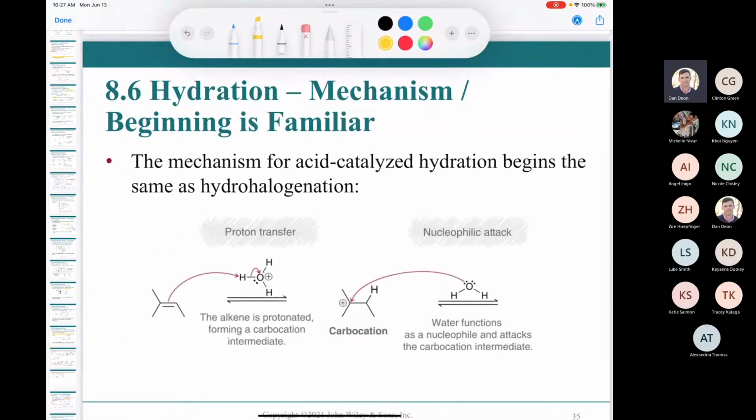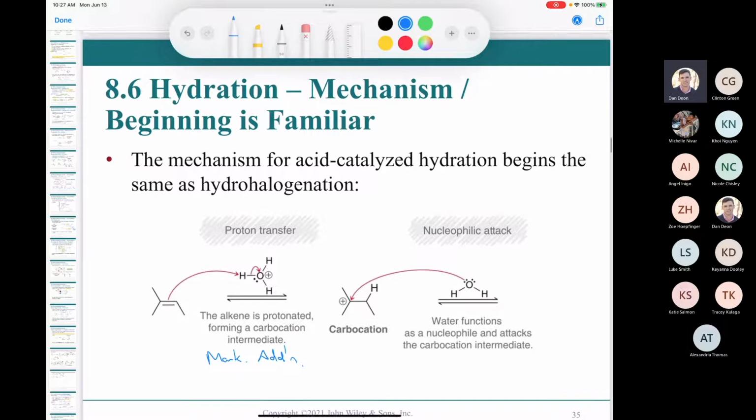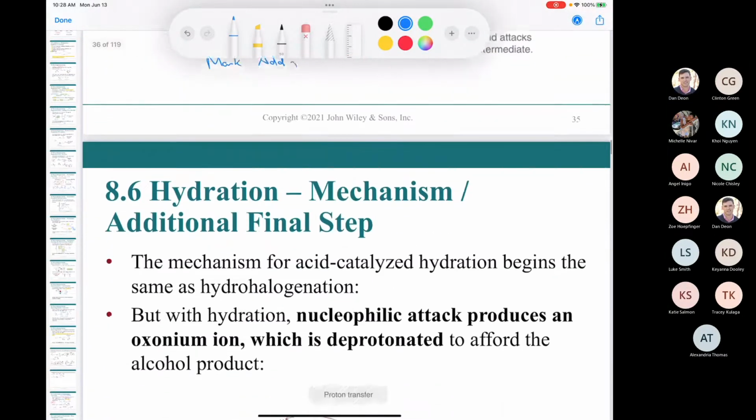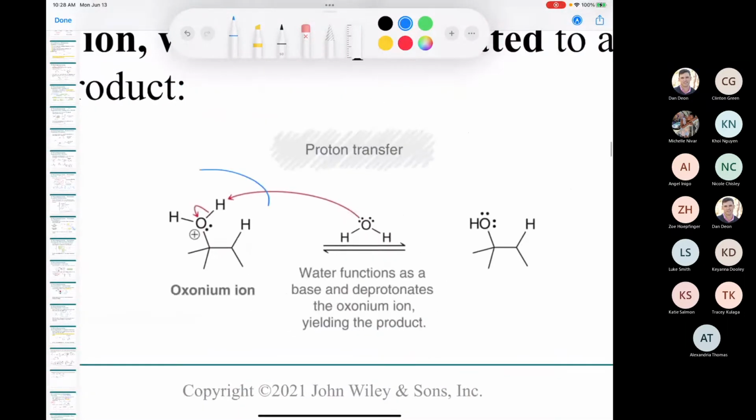Remember, the first step is familiar to us, the proton transfer, the same step that we saw with hydrohalogenation, except now our acid is hydronium. So in our proton transfer step, the pi bond is going to grab on to that hydrogen, and we end up with a carbocation. Again, this proceeds via Markovnikov addition. The rich get richer. We produce that tertiary carbocation, then water can come in as a nucleophile. But when water comes in as a nucleophile, we do not make an uncharged species, do we? What we end up with is an oxonium ion. Okay, we have an oxonium ion.